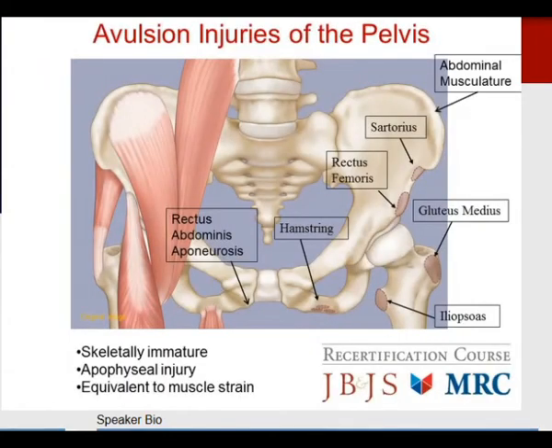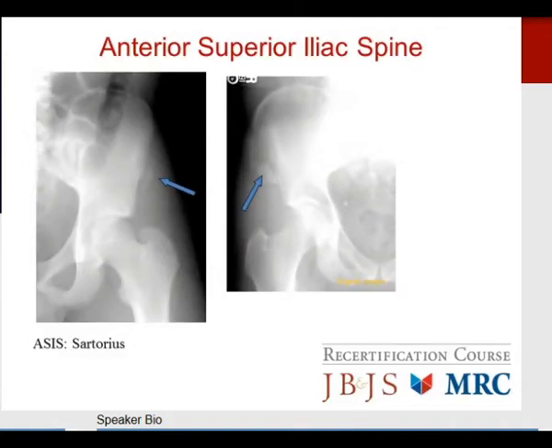Avulsion injuries of the pelvis, you need to be familiar with the normal attachment sites about the pelvis. We have the rectus abdominis aponeurosis, which attaches to the pubic rami centrally, the hamstring tendons, ischial tuberosity. And then if we start along the superior margin of the pelvis, we have the abdominal musculature that attaches to the pelvic rim, sartorius, anterior superior iliac spine, rectus femoris, anterior inferior iliac spine, iliopsoas to the lesser trochanter, and the gluteus medius to the greater trochanter.